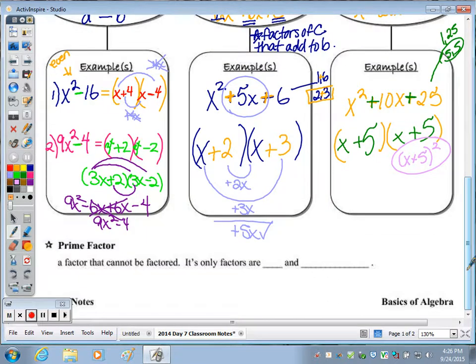Below that, I mentioned what a prime factor is. Recall your prime numbers from middle school. A prime number is a number that has only two factors, one and itself. So a prime factor is a factor that cannot be factored. So therefore, its only factors are one and itself.